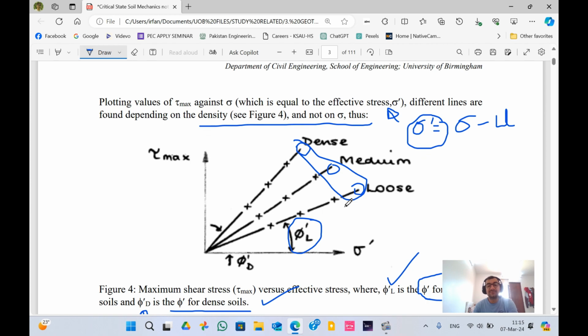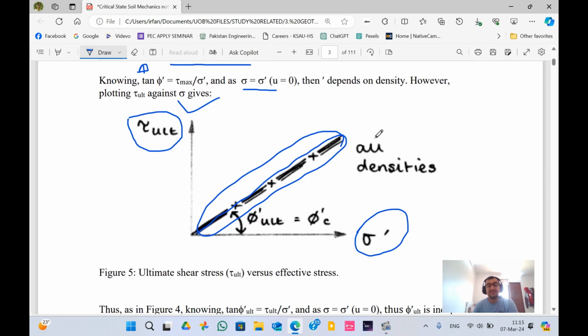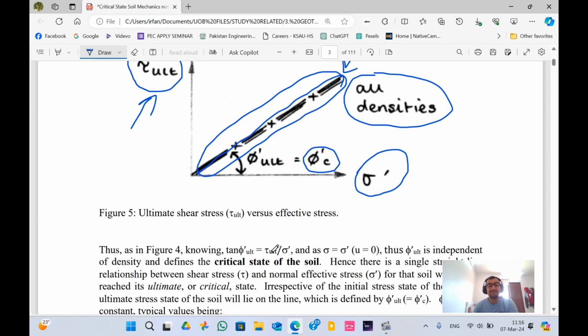This is what it wanted to say, because it has shown all the densities in one plot, because he has plotted the ultimate shear stress against the effective stress. Therefore, there will be a single line which will show this. Now, this is the critical angle at which it starts disintegrating. This is basically the ultimate shear stress versus the effective stress graph.